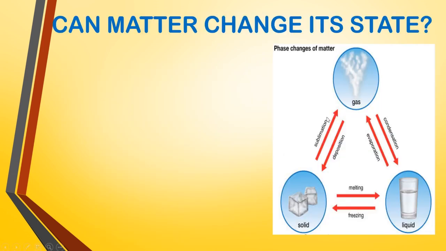So can matter change its state? When we ask this question, we always say yes. Yes, because matter can, at any moment, change its state on the basis of its environment. For example, liquid is a basic one. In everyday life we drink water.